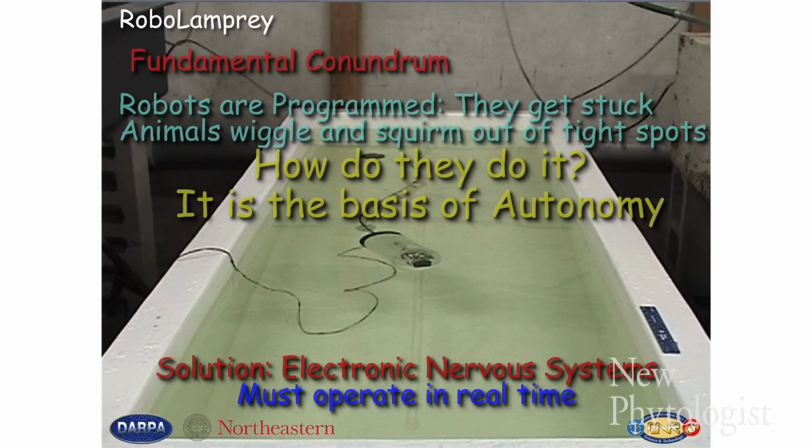Now, animals never get stuck. What animals do is they wiggle and squirm when they get into tight spots. And we think that what the animals are doing is that they're increasing the level of chaos in the networks that would otherwise generate locomotory movements. And the chaotic variations on the locomotory movements are the wiggling and squirming. So the idea is, can we build robots that can show wiggling and squirming? And our solution to this is to try to use electronic nervous systems. But the problem with electronic nervous systems is that they have to be able to operate in real time.